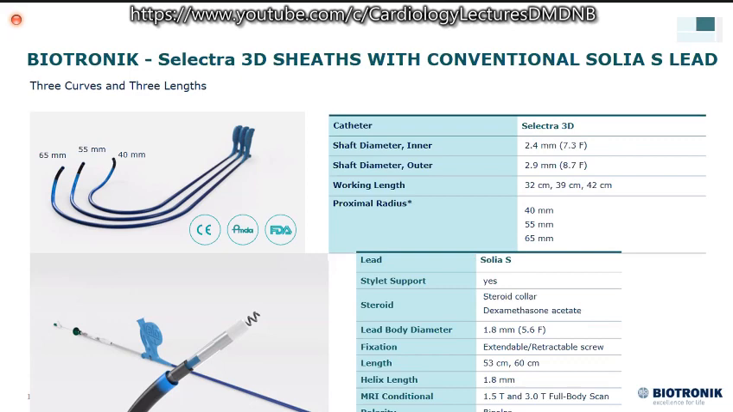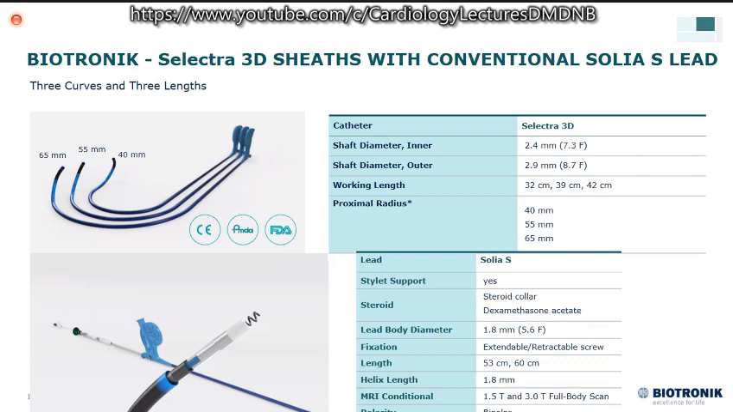So the advantage with the Selectra 3D sheaths and the Abbott HisPro Agilis sheath is that you can use the conventional pacing lead, that's the Solia lead or the 5.6 conventional pacing lead. The only thing is you need to use these dedicated 3D sheaths, which take these leads specifically to the septum. The Selectra sheaths are available in three lengths, 40, 55, and 65, based on the anatomy you are looking at. But 55, I understand, is the most commonly used sheath.